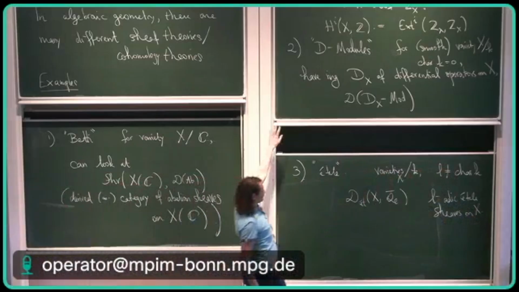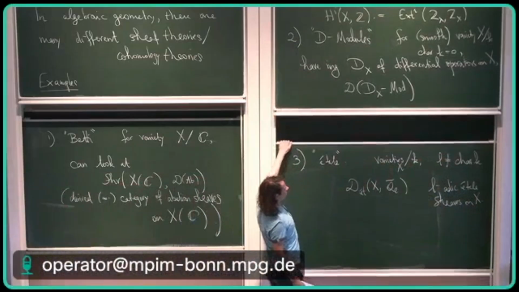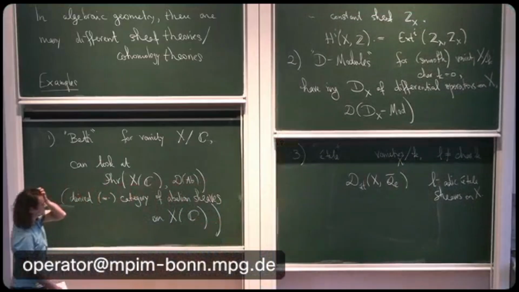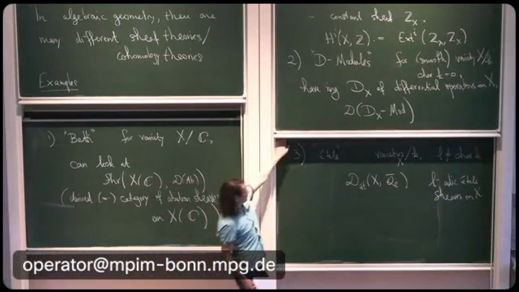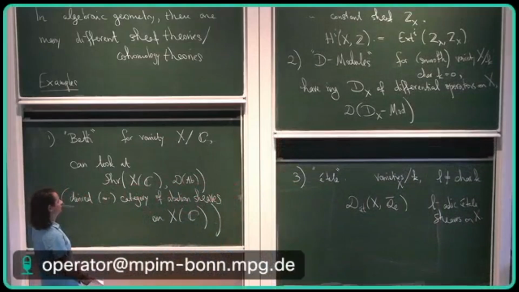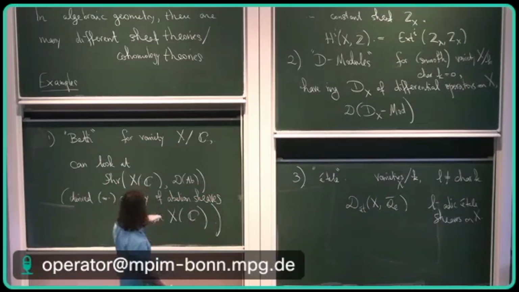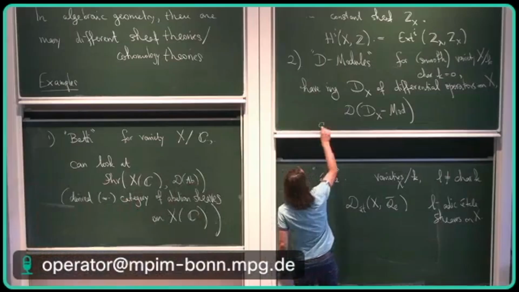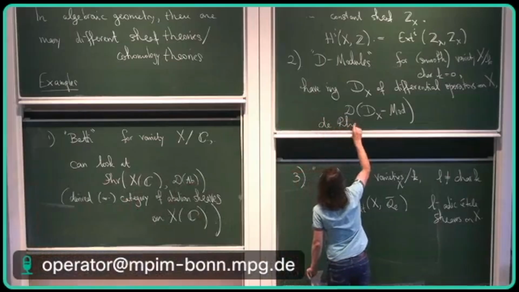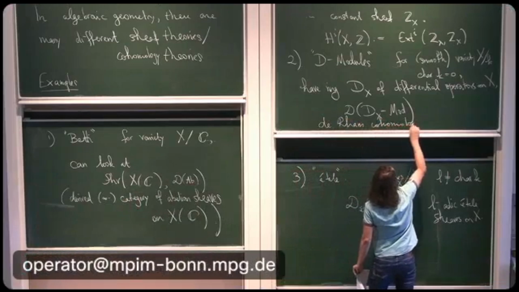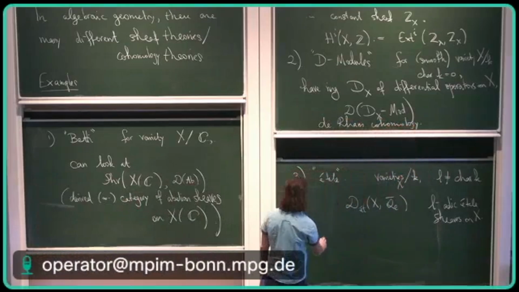I shouldn't put this in the shadow. Right. So these are three sheaf theories giving rise to Betti cohomology. In this case, you would get the de Rham cohomology. This is what's computed by these D-modules. And in this case, you would get étale cohomology.